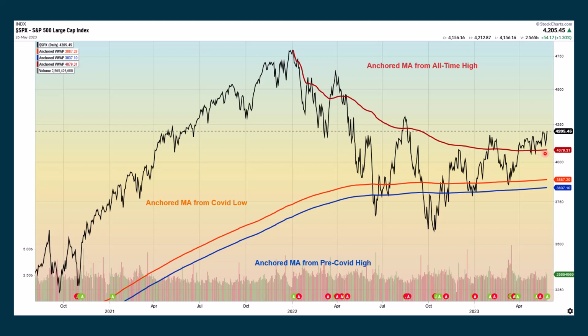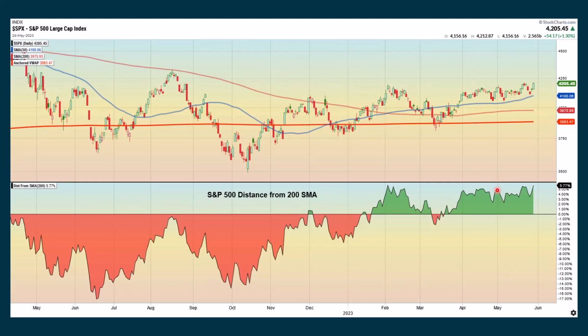So we watch this, but right now we're well above the moving average, so I didn't include it in very many of the videos. This chart just simply measures how far we are above or below the 200-day simple moving average. When we are green, we are above the moving average.